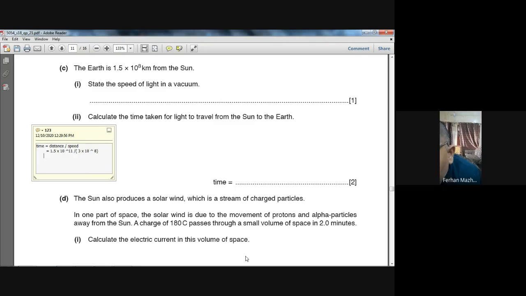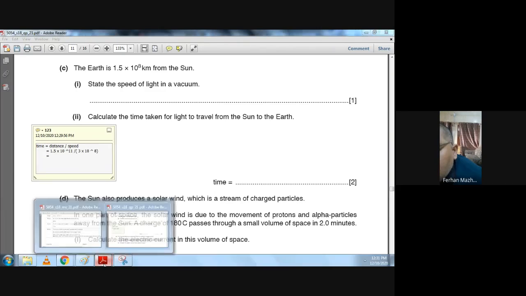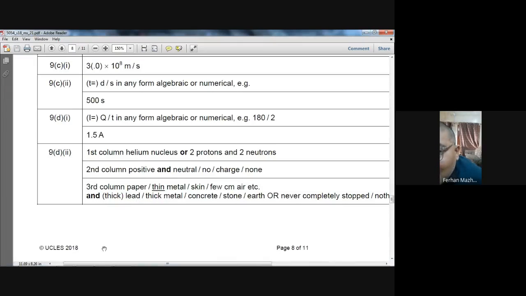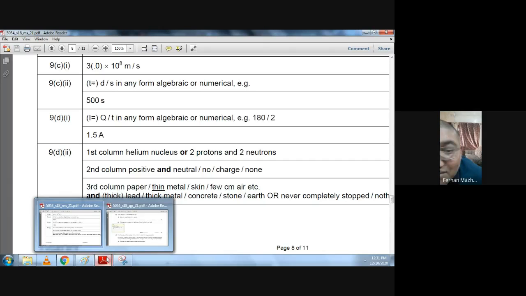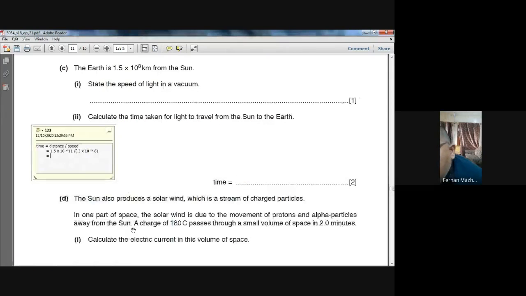You understand what I have done here? I converted kilometers to meters. So what is the answer? 5,000 seconds. Let me check the answer. He says 500 seconds. You said 5,000 seconds. Why? Check your calculation again. Yes, 500 sir. It is 500. So the answer will be 500 seconds.